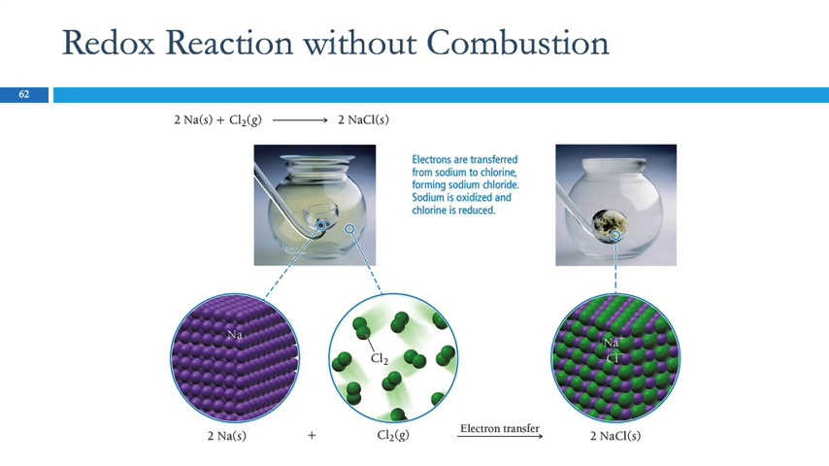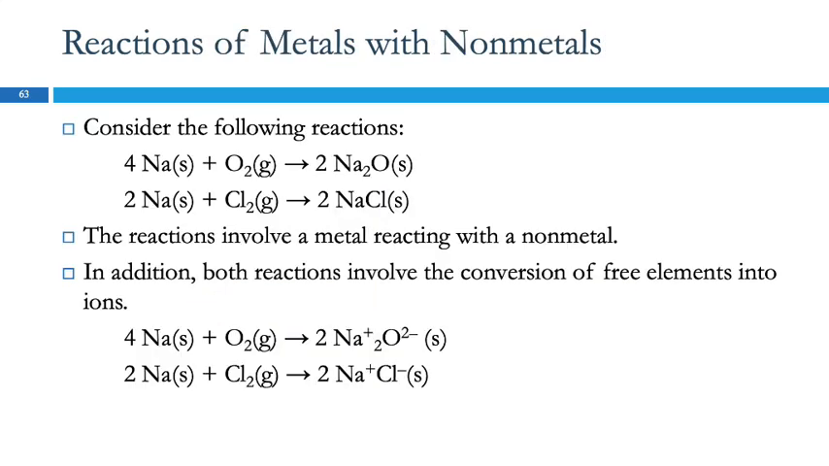Here's another redox reaction. This one is not a combustion reaction, mixing sodium, the element, and chlorine, the element, and these will react quite vigorously as well, and they'll form sodium chloride. So what's happened here is we had sodium atoms and chlorine molecules, and electrons are transferred from the sodium atoms to the chlorine atoms, forming ions. So there's a transfer of electrons, and we end up with an ionic compound.